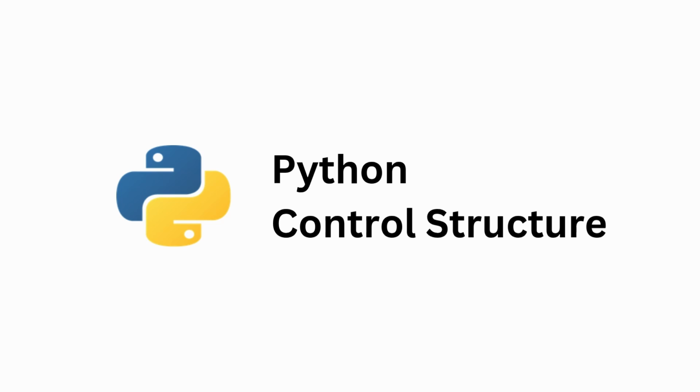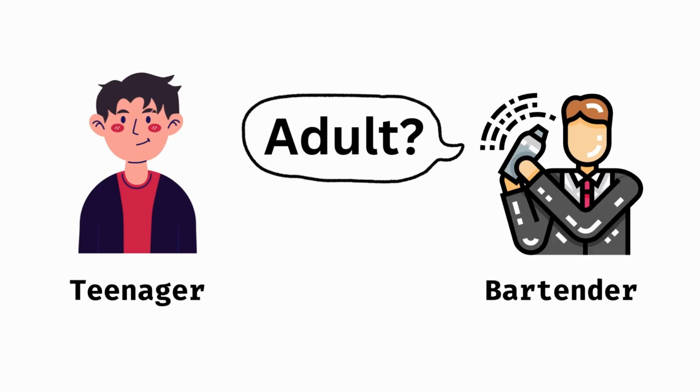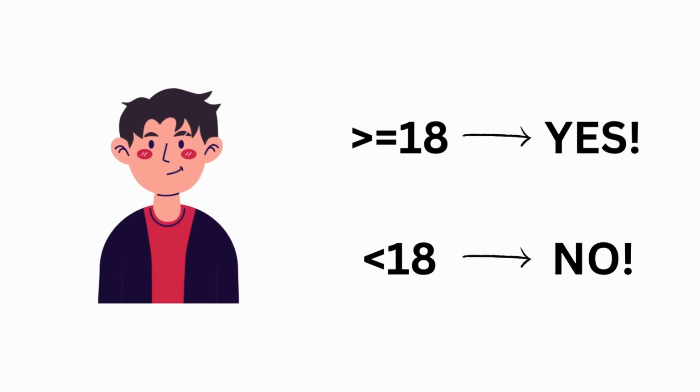Here's how you can use control structure in your Python coding project. Imagine a bartender asks if you are an adult. An adult is whether the age is larger or equal to 18. If you are 18 or above, then you reply with, I'm an adult. If not, then you reply with, I'm a minor.